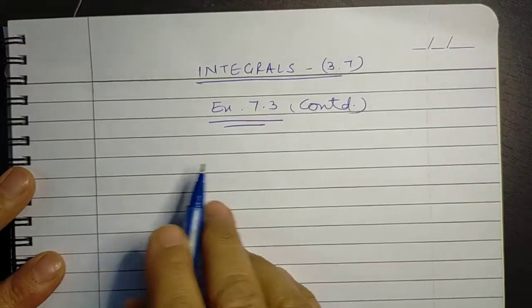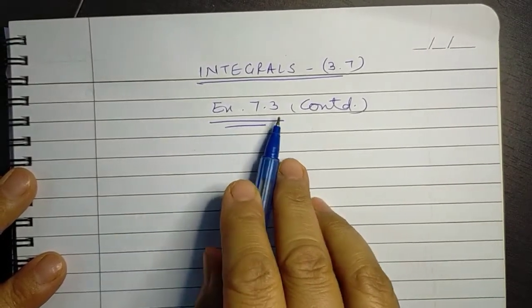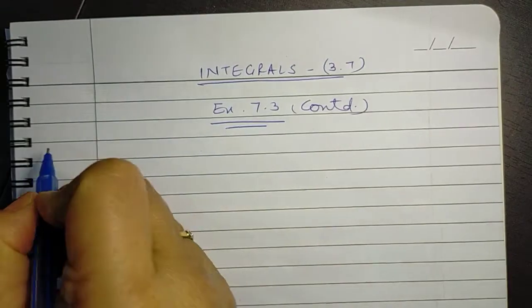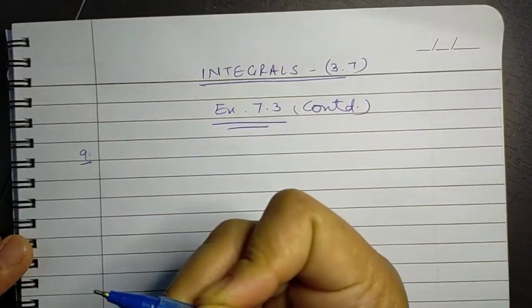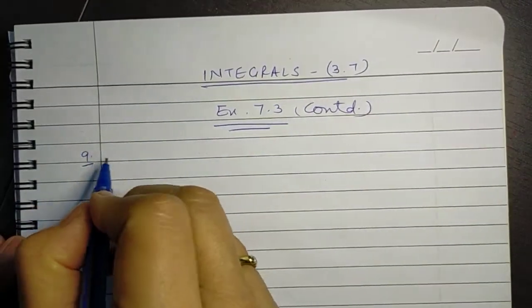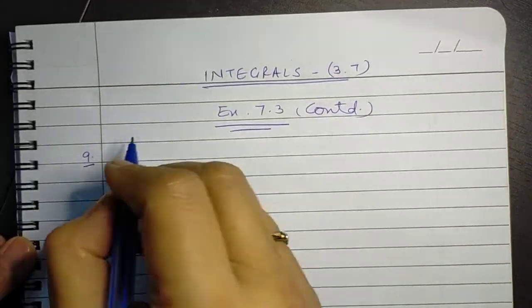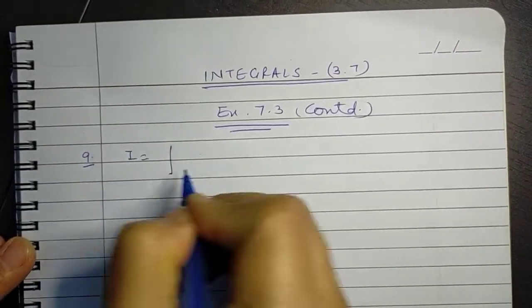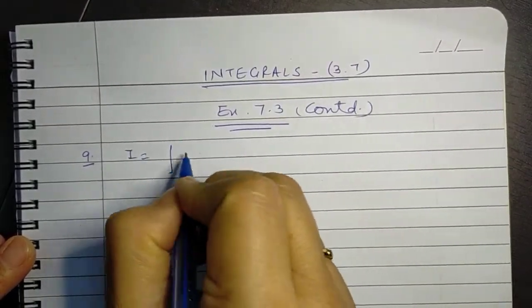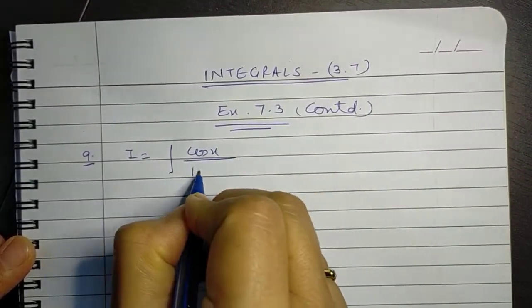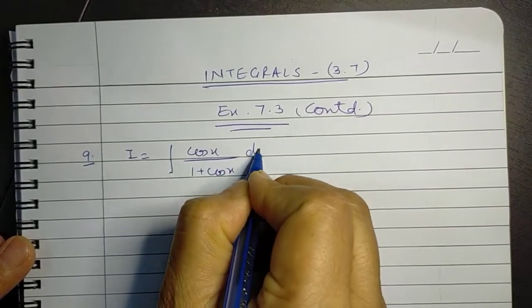Good morning. Today we are going to continue with exercise 7.3. So let us take up question number 9. A similar question, question number 8, we had done in the previous video. So what does question number 9 say? Now here it is cos x over 1 plus cos x into dx.